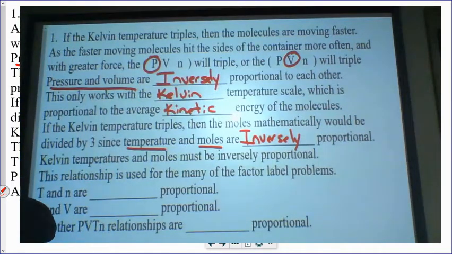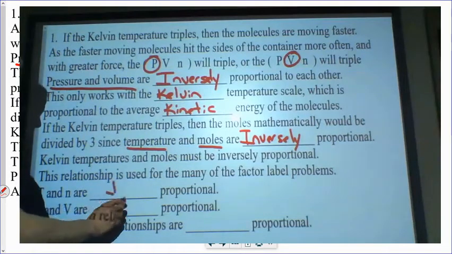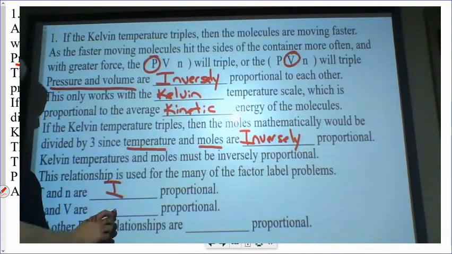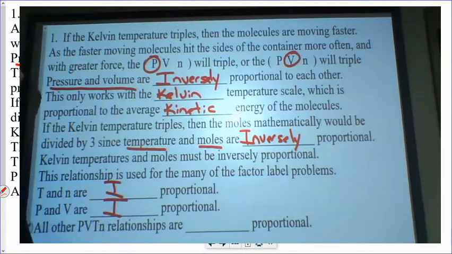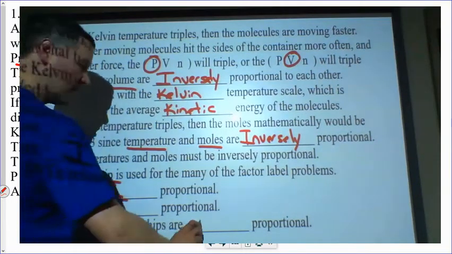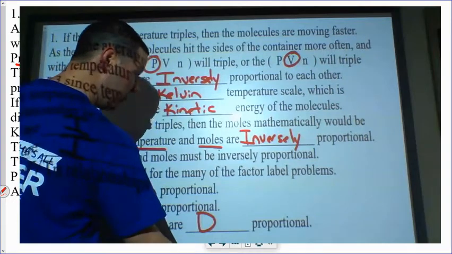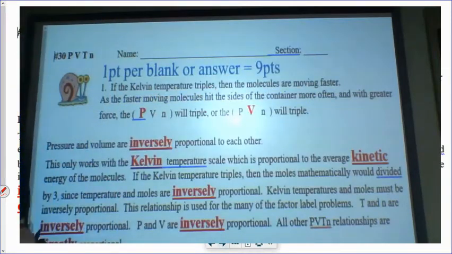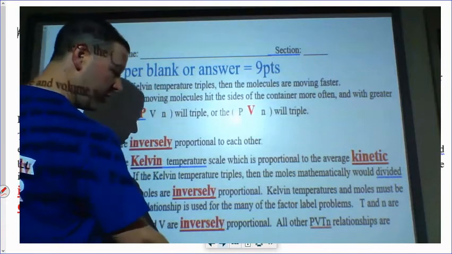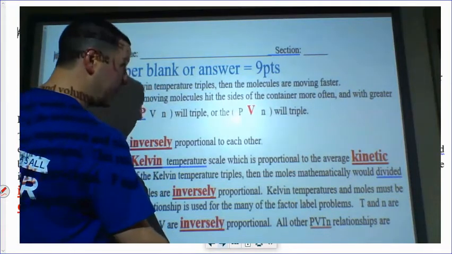This relationship is used for many factor label problems. Temperature and moles are inversely proportional. Pressure and volume are inversely proportional, and all the other relationships are directly proportional. So there's everything that we just went over. Pause the video if you need to write all that stuff down in case you did not get it the first time. And remember, as we're going through, you can pause the video at any point in time.